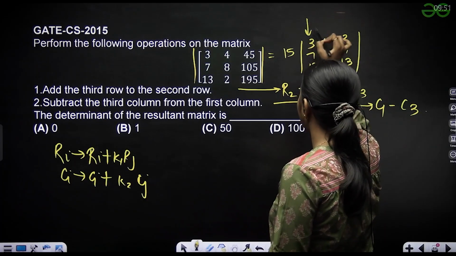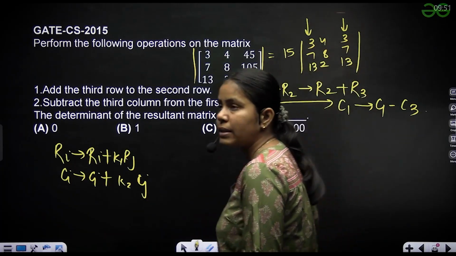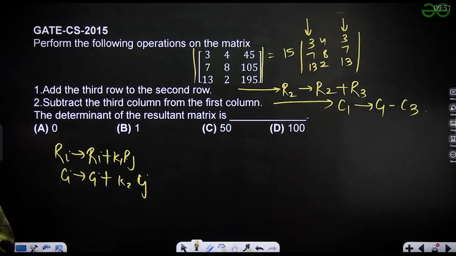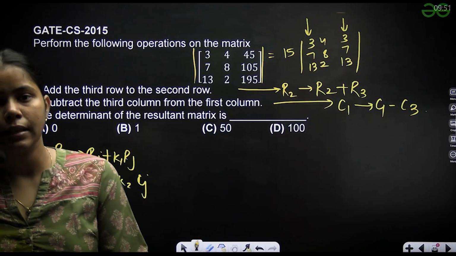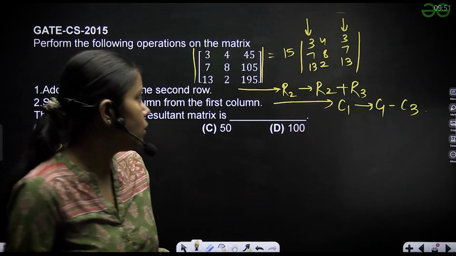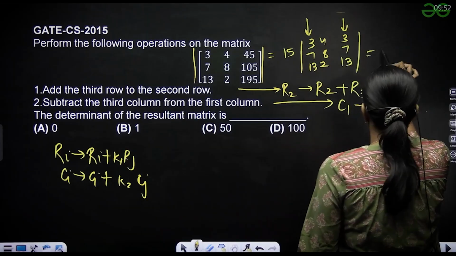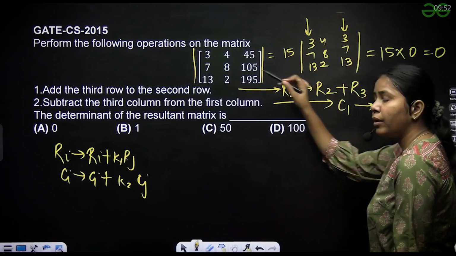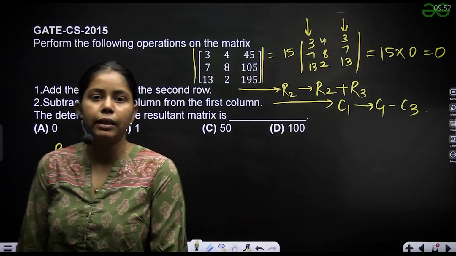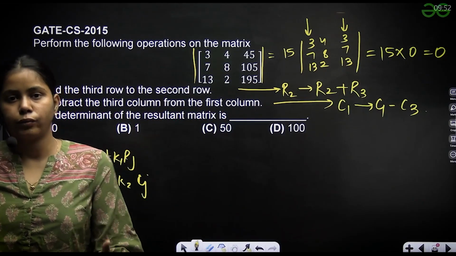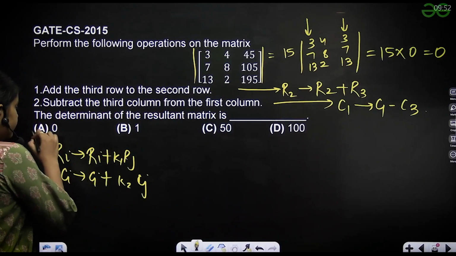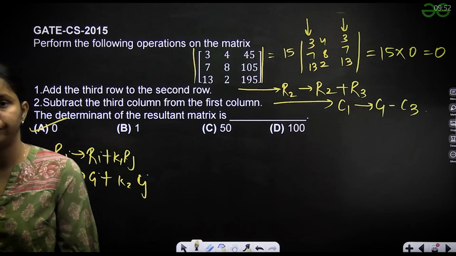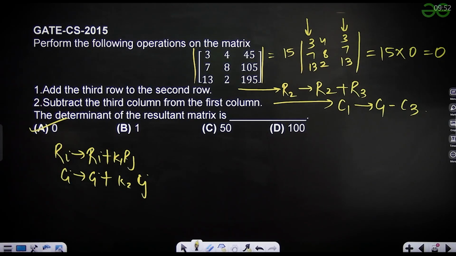You can see that the first column and third column are the same. If any two columns are the same in a matrix, then the determinant would be 0. So here the determinant would become 15 into 0. So the determinant of this matrix is 0. So what would be the determinant of the resultant matrix? That would be 0 as well. Right? Determinant here is 0. Now let's see the next question.